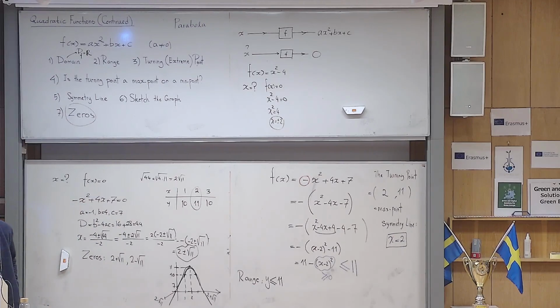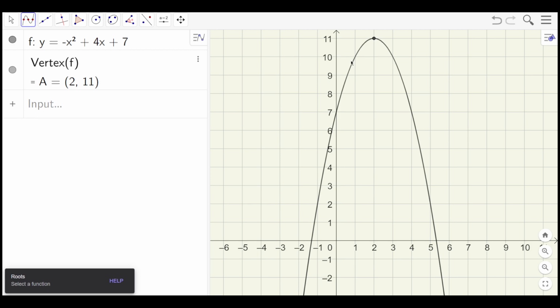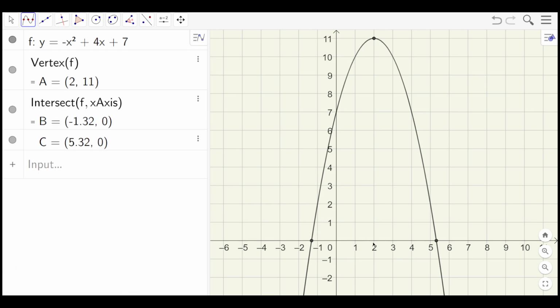really terrible. Okay, if I ask you what are these numbers, there is also an instruction in GeoGebra. So you go to GeoGebra and you find roots. In English, they call it roots. In Swedish, we call it zeros or några ställen. So you just click on roots and then click on this, and it will give you these 2 points. And these 2 points are minus 1.32 and 5.32.